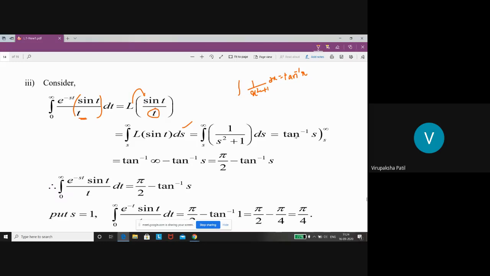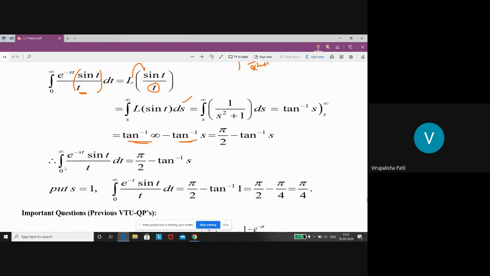So you can write this as tan inverse s to infinity. Now put the limits. Upper limit is infinity, so this becomes tan inverse infinity. Lower limit is s, so it becomes minus tan inverse s. So you will get pi by 2 minus tan inverse s. If you want, you can write this as cot inverse s also, but I will keep that as it is. So the answer is integration 0 to infinity e to the power minus st sine t divided by t dt is pi by 2 minus tan inverse s. Is this the answer we required?